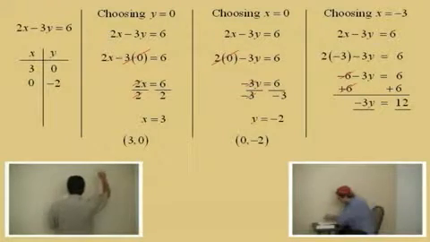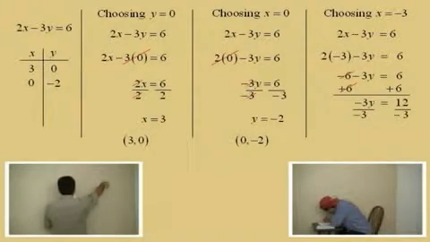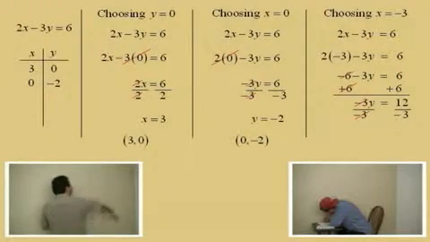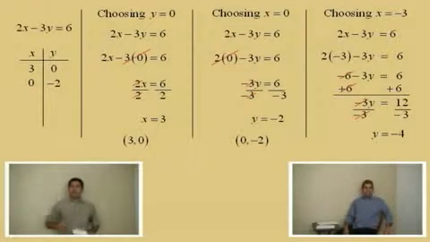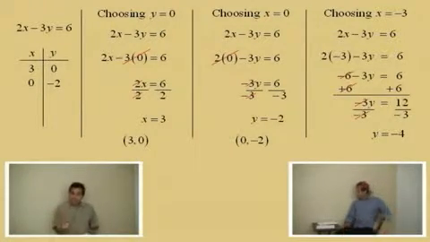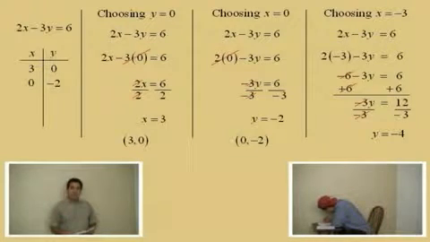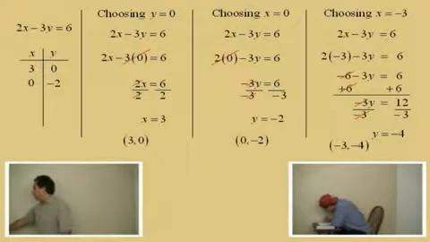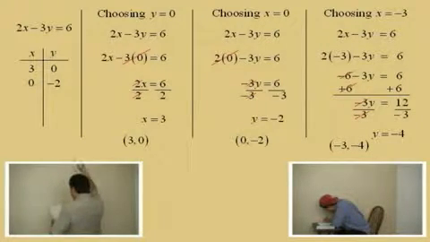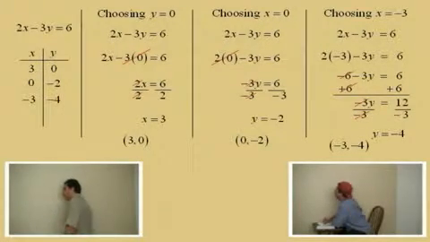So we'll go ahead and show that. Bring our bar down. There's a -3. Those cancel. Okay, Charlie, what do we get for y? -4. Very good. So we chose x equal to -3 and y came out to be -4. So Charlie, what's our ordered pair? -3, -4. Very good, Charlie. So we'll go ahead and list it in our table right here.